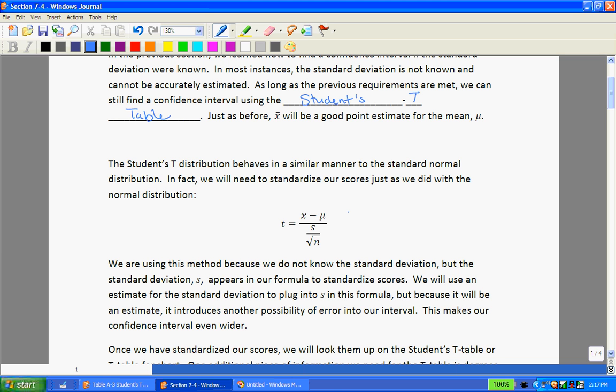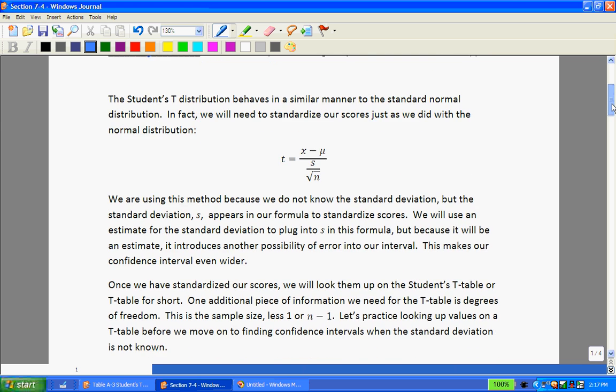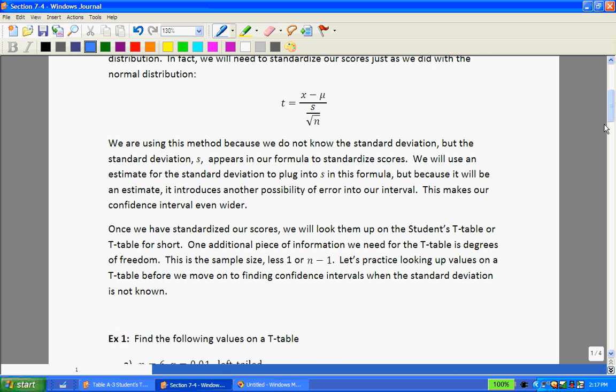Well, since we don't know the standard deviation, we're going to use the sample standard deviation s as an estimate. But because it is an estimate, it's not the true population standard deviation. That introduces more error into our interval, and that makes our confidence interval a little bit wider. But we're still going to use this method. Now, once we've standardized our scores, we will look them up on the student's t-table, or t-table for short. So you won't hear student said quite as much, just t-table.